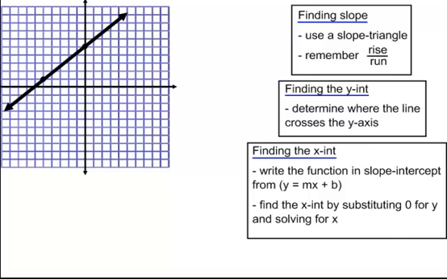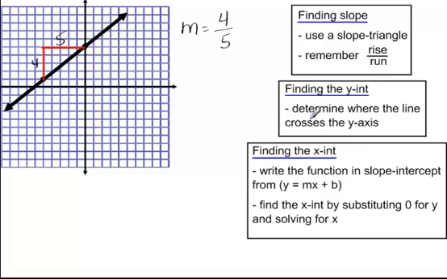So here's my slope triangle. From this point, rise to this point, run. I know I'm going up and to the right, so I know it's positive. So I'm going up 4, I'm going over 5. So my slope is rise of 4, run of 5, and I can't simplify it. So that's done.